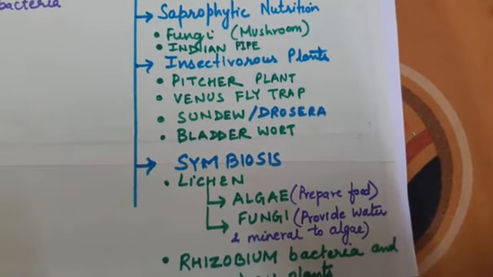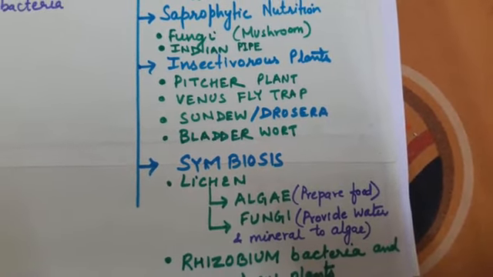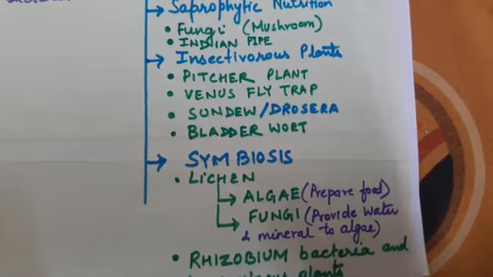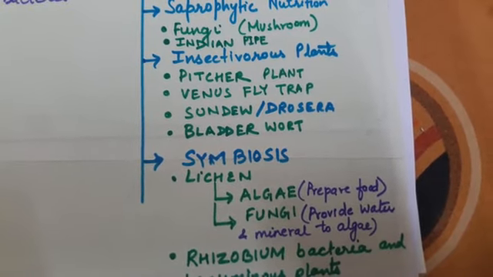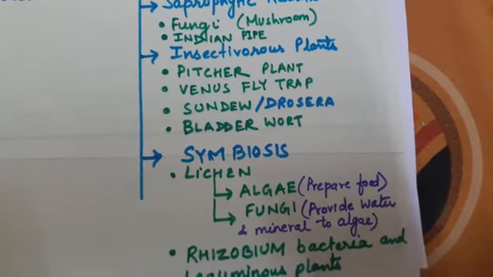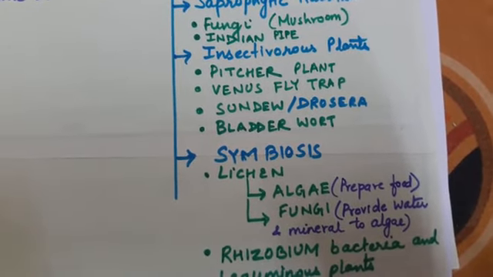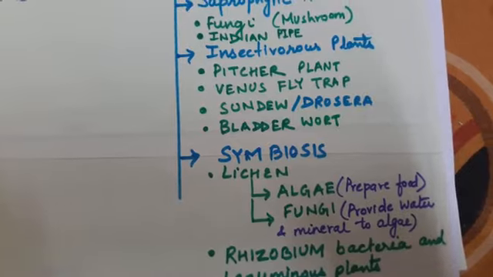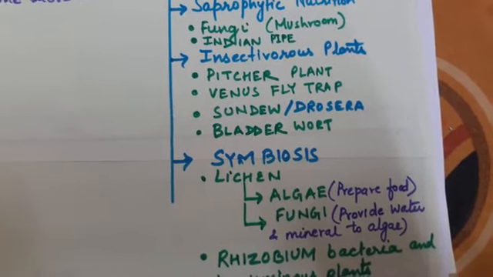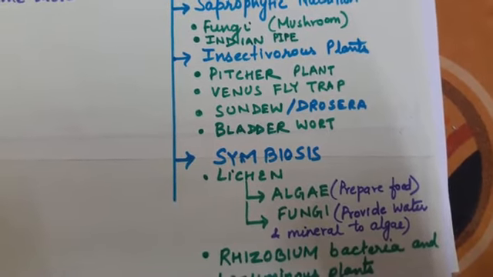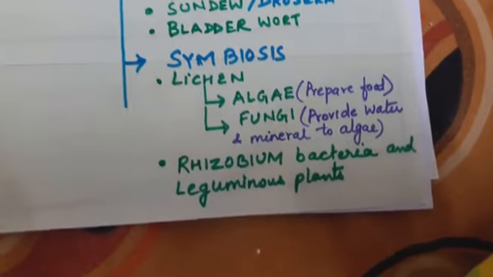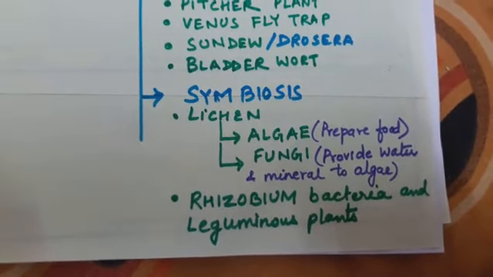Examples of insectivorous plants: pitcher plant, Venus flytrap, sundew and Drosera. Sundew is also called Drosera, and bladderwort. I will show you some images later on. Right now, not here in the video, but I will forward the images, and you can also search videos related to insectivorous plant. Next type of heterotrophic nutrition is symbiosis.